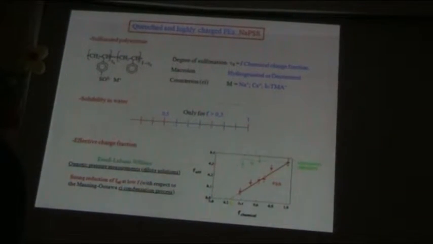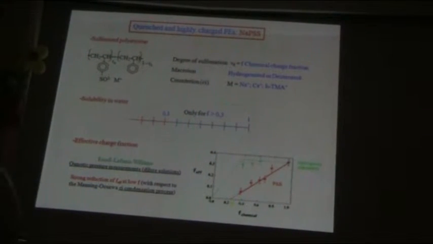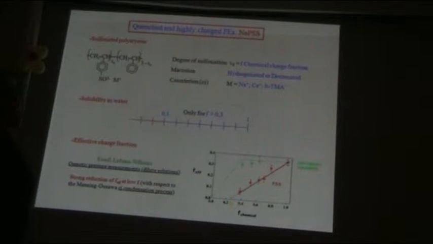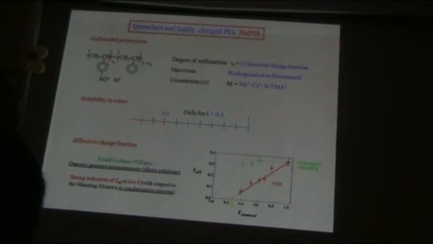The degree of sulfonation is quite important. It is the chemical charge fraction, and because it is a quenched polyelectrolyte, it is controlled by the chemistry. When you put the charge along the chemical sequence, that is the work of the chemist, not the work of the pH of the solution. So you have no fluctuations, and the distribution and the charge fraction are fixed.